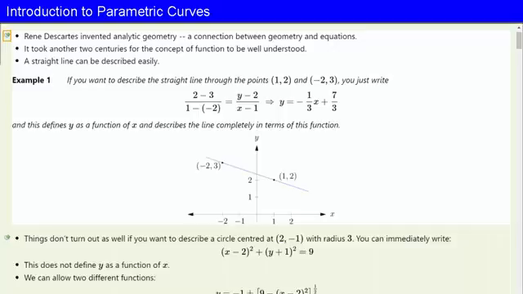If you want to describe the straight line, for example, through the points (1, 2) and (-2, 3), you just write down the slope from those 2 points and equate it to (y - 2)/(x - 1), the slope between a point with coordinates x, y, and one of the given points, and you solve for y as a function of x. And that will describe the line completely in terms of that function.